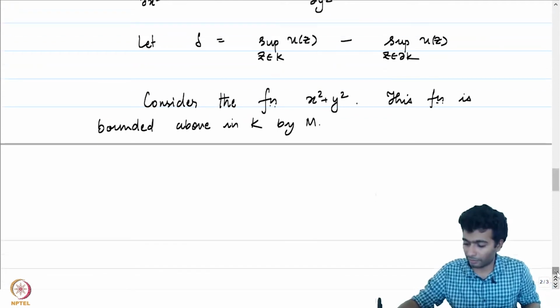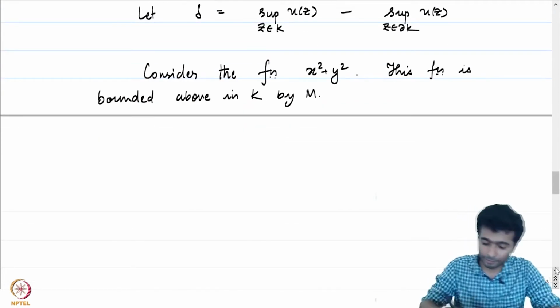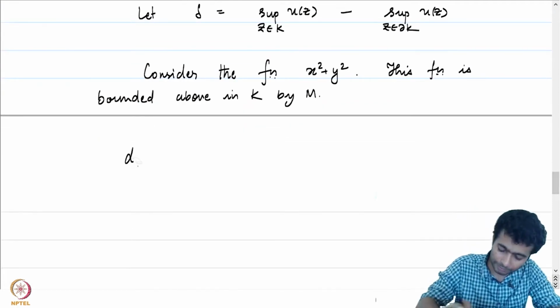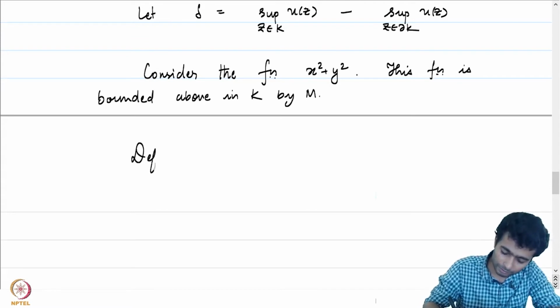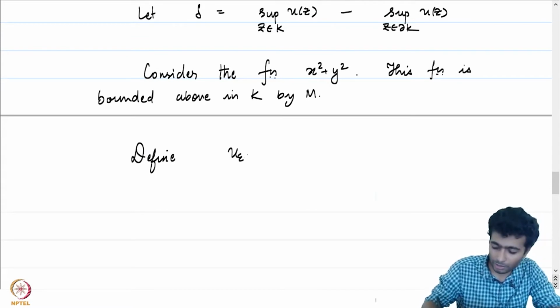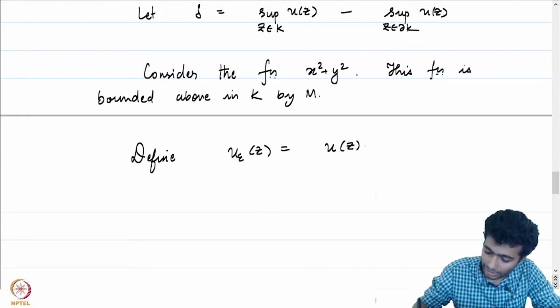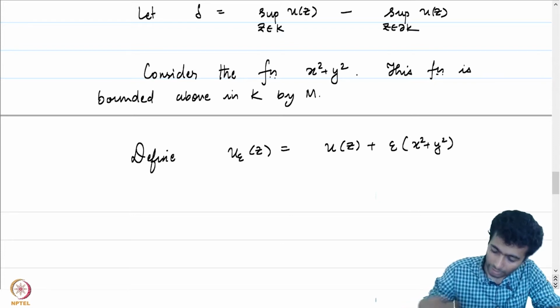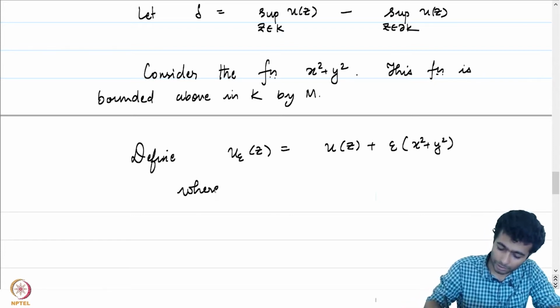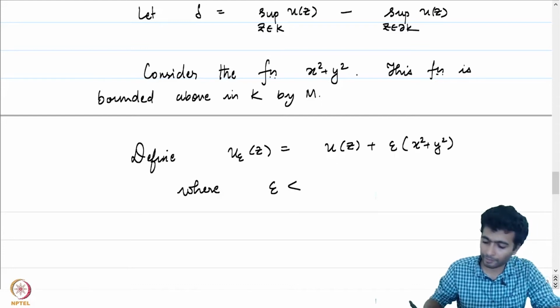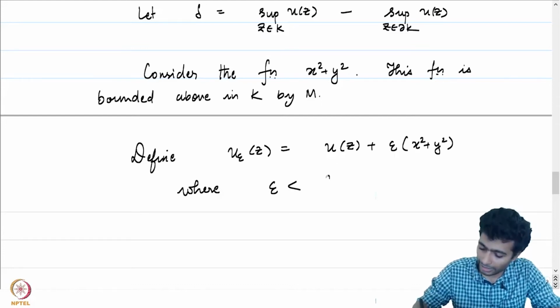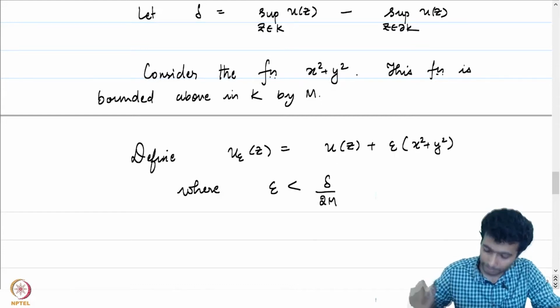We are going to tweak our function u in the following manner. Define u epsilon of z to be equal to u of z plus epsilon times x square plus y square, where epsilon is less than delta by 2 times m.